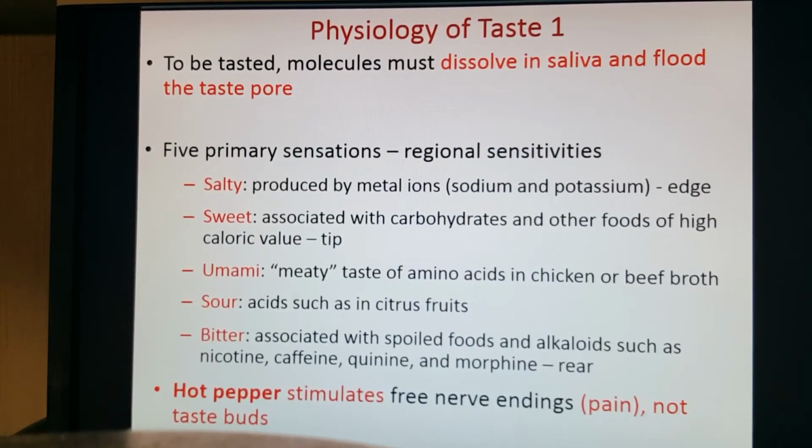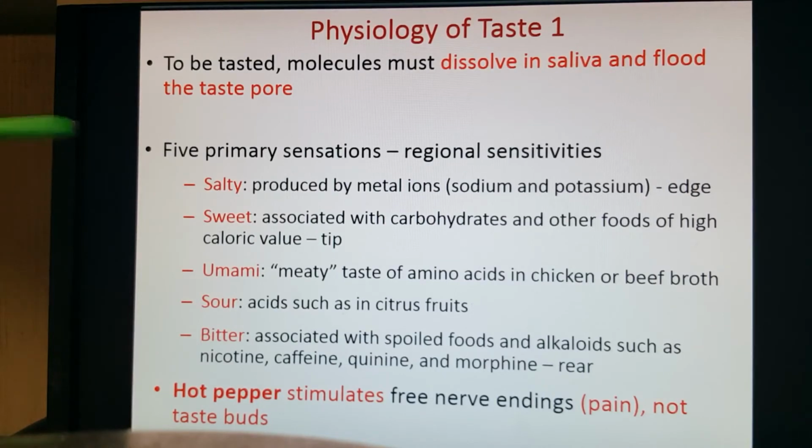So in order to be tasted, your food molecules must be broken down enough to dissolve in saliva and then flood into that taste bud. There are 5 primary taste sensations, and they do have regional sensitivities on where you're tasting stuff. So moving your food around to the different areas in the mouth, making sure that you actually can taste what you're eating, and therefore being able to enjoy what you're eating better than just, okay, slamming on one side of the mouth, chew, swallow as fast as I can.